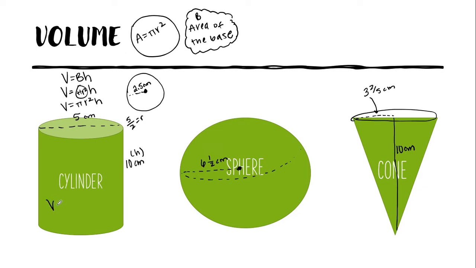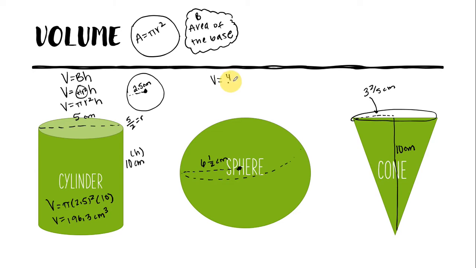So this is going to be V equals pi times 2.5 squared times the height of 10. And I'm just putting that in Desmos, exactly how that looks. And that will give me 196.3. And we're talking about volume, so cubed. All right, let's move on to the sphere.